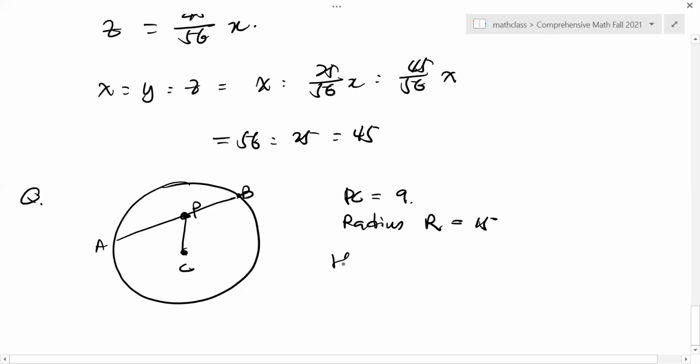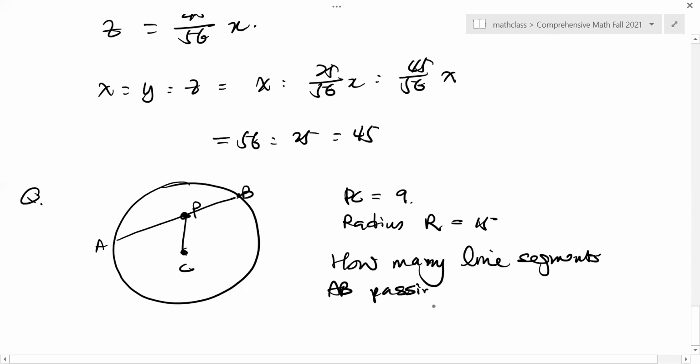So how many line segments AB passing through P with integer length?